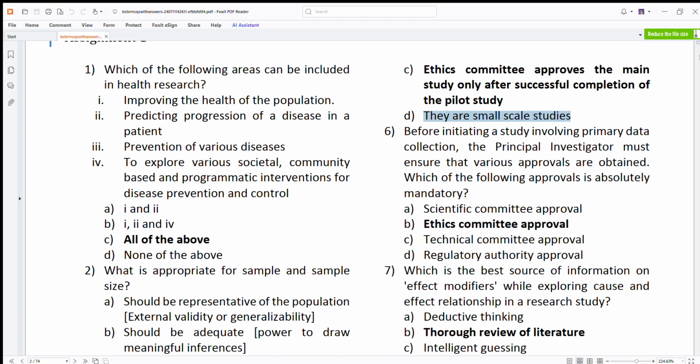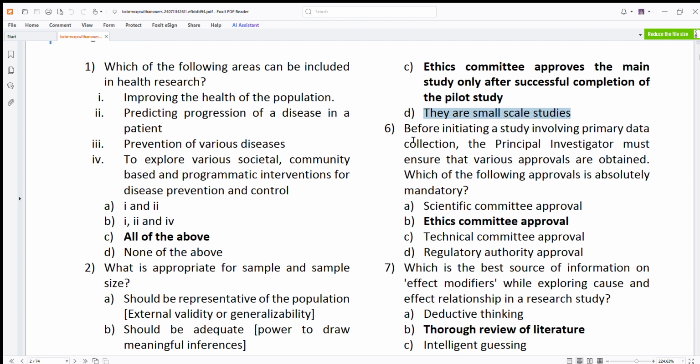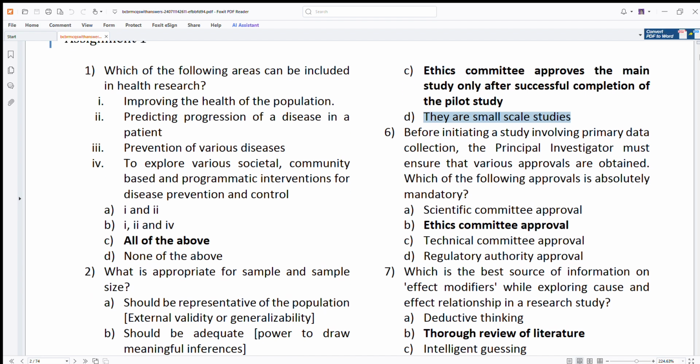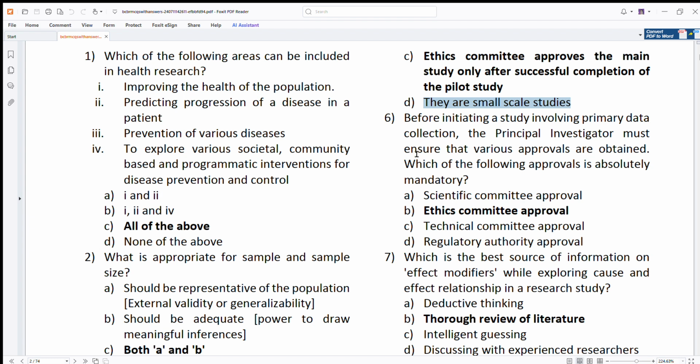Then before initiating a study involving primary data collection, the principal investigator must ensure that various approvals are obtained. Which of the following approvals is absolutely mandatory? Ethics approval. I'll tell you why. Because ethics basically safeguards the human rights. It safeguards the safety of the data participants. Their safety, everything comes under the ethics committee. So it is that important.